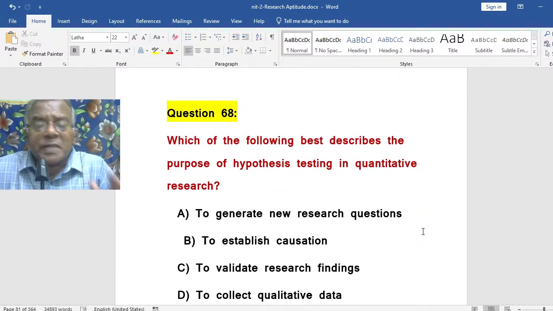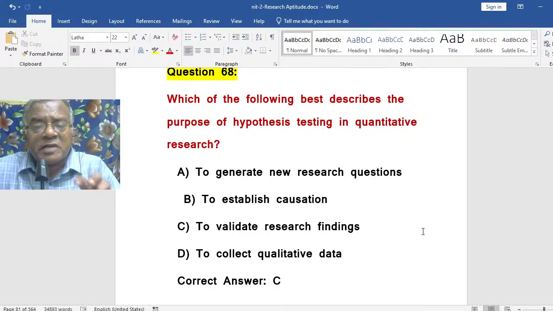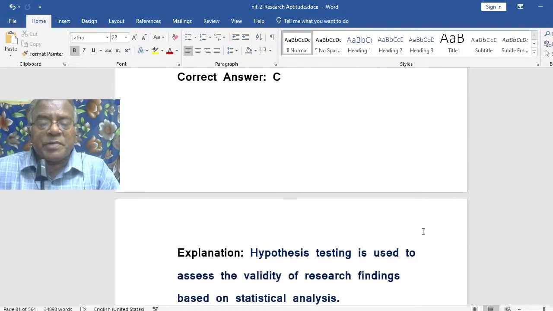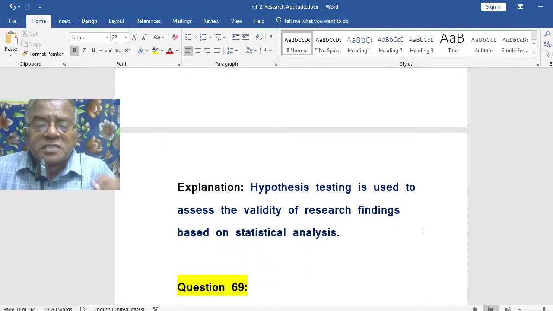Which of the following best describes the purpose of hypothesis testing in quantitative research? Out of these four alternatives, which is the correct one? That is to validate research findings. For that only we have hypothesis testing in quantitative research, to validate a research finding. Keep it in mind. Hypothesis testing is used to assess the validity of research findings based on statistical analysis.